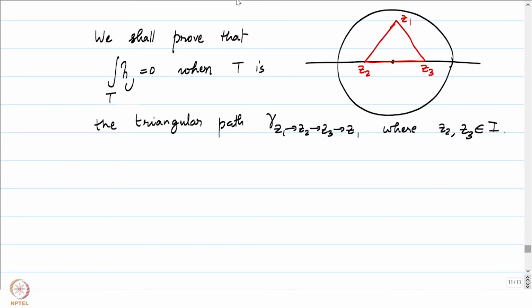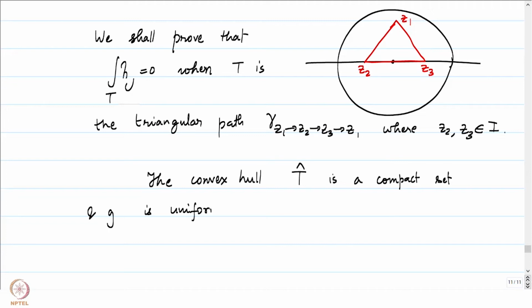So, the first observation is the following. If you notice, the convex hull T hat, which is basically summation ai zi, where summation ai is less than or equal to 1, is a compact set, and G being continuous, G is hence uniformly continuous on T hat.